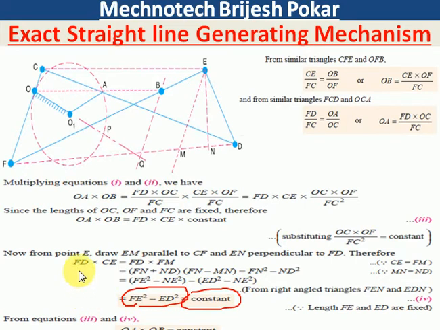So again, from equations 3 and 4 we can say OA into OB is equal to a constant, because FD into CE is constant, so OA into OB is also constant. By this way we can prove that the path generated by point B will be a straight line. So by this way we can solve the Hart's mechanism, okay.